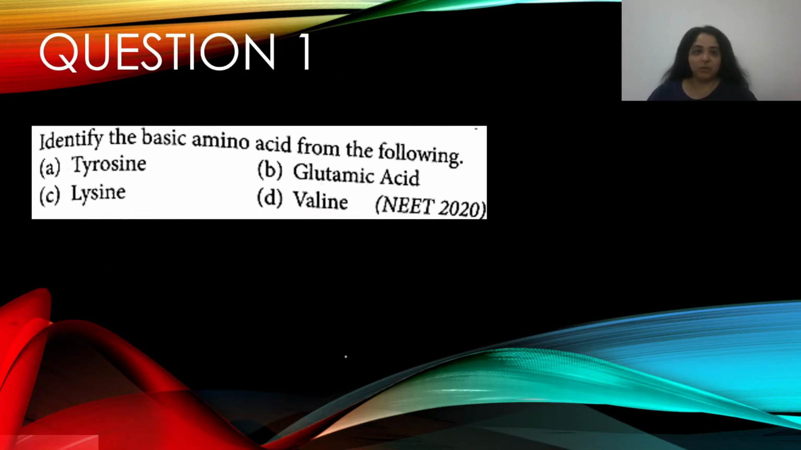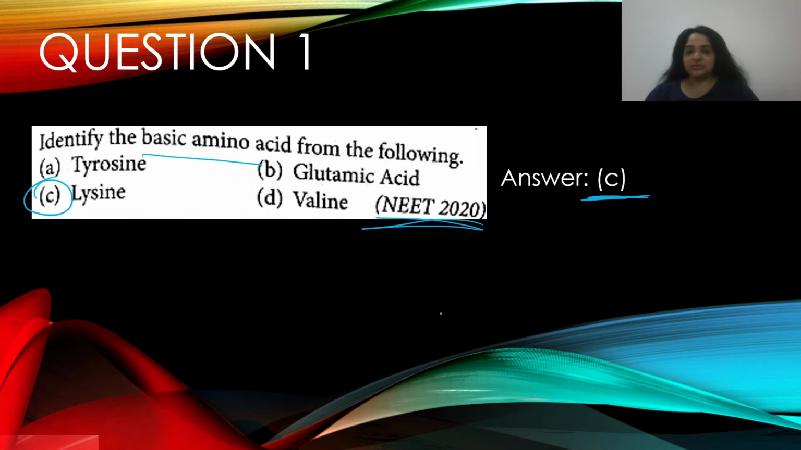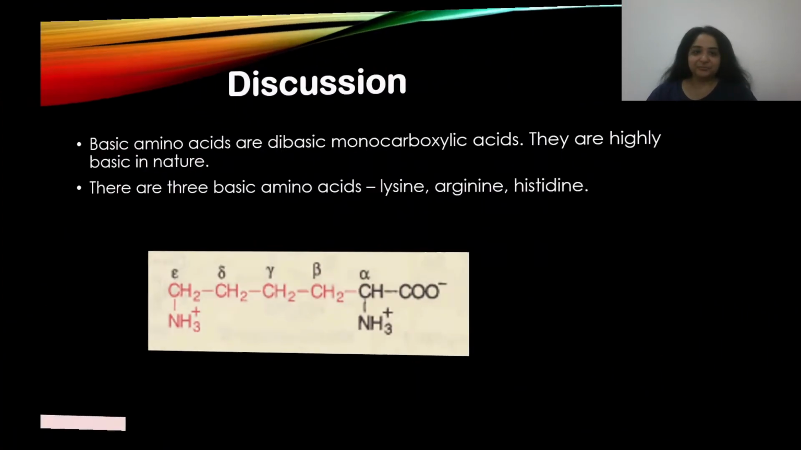Okay, so question number 1. Identify the basic amino acid from the following. This appeared in NEET 2020, pretty recent. A. Tyrosine, B. Glutamic acid, C. Lysine, and D. Valine, or valine, whichever way you pronounce it. The correct answer is C. Lysine. Let's go to the discussion.